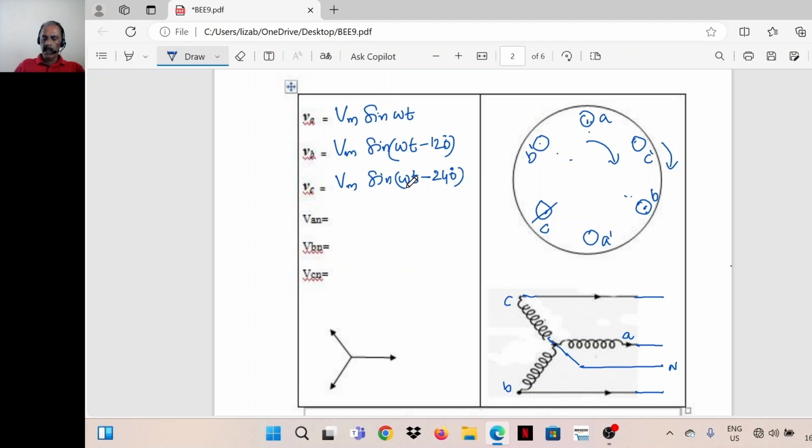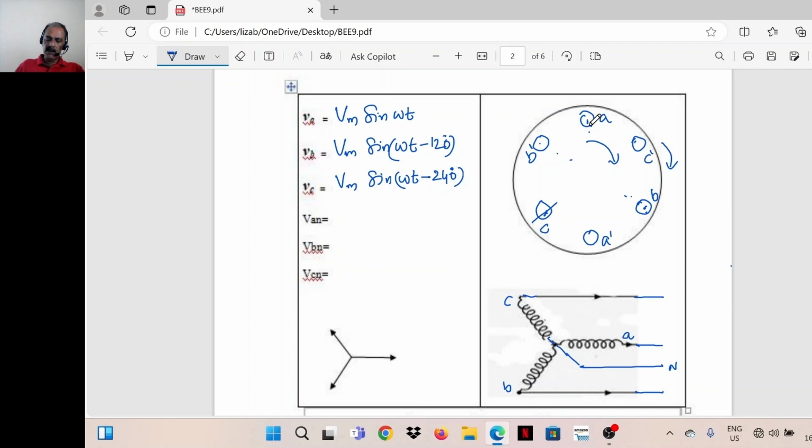So Vm sine omega t, we are taking the voltage in coil A as the reference. Then voltage in coil B is expressed as Vm sine omega t minus 120 degrees, because this voltage Vb is lagging behind Va by 120 degrees. So voltage in coil C is Vm sine omega t minus 240 degrees. So voltage in coil C is lagging behind the voltage in coil A by 240 degrees.